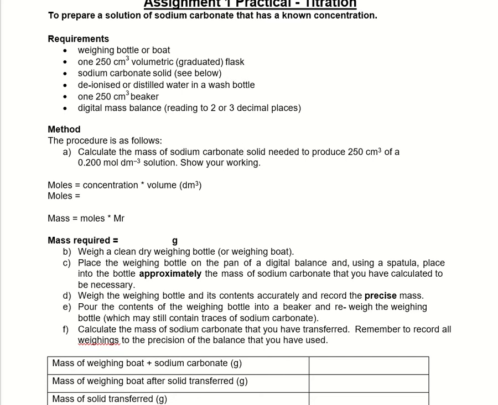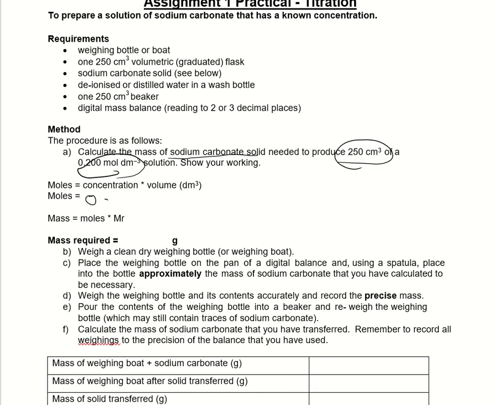As we can see here, we are being asked to make up a sodium carbonate solution, around 250 cubic centimeters of 0.2 moles per decimeter cubed solution. In order to do that, we need to work out the mass required. We're showing the calculations we'll be using here. The first thing we need to do is work out the number of moles that we require.